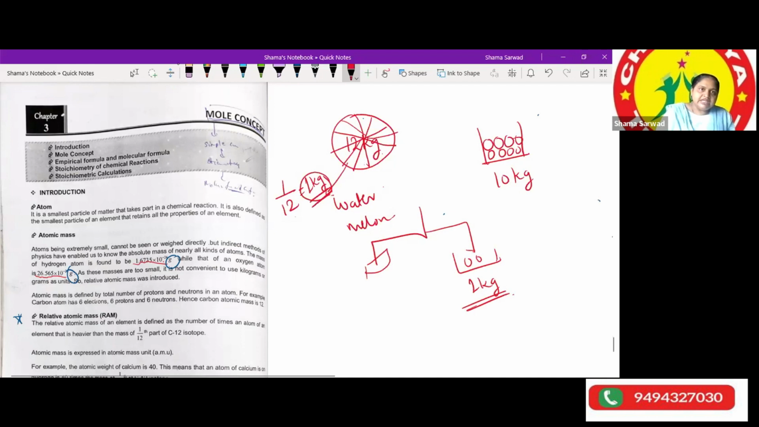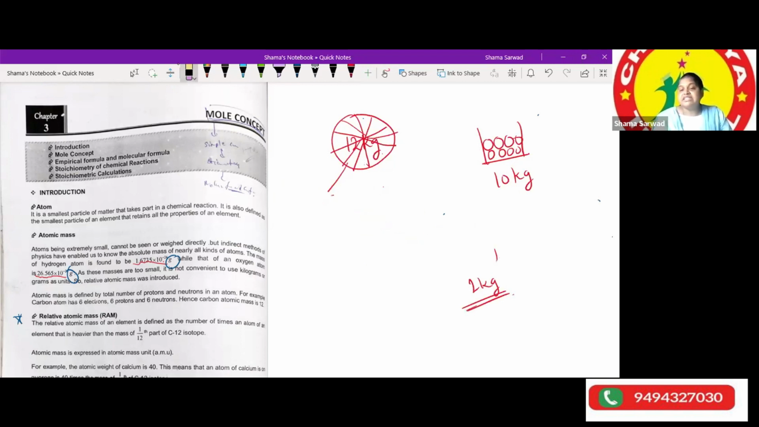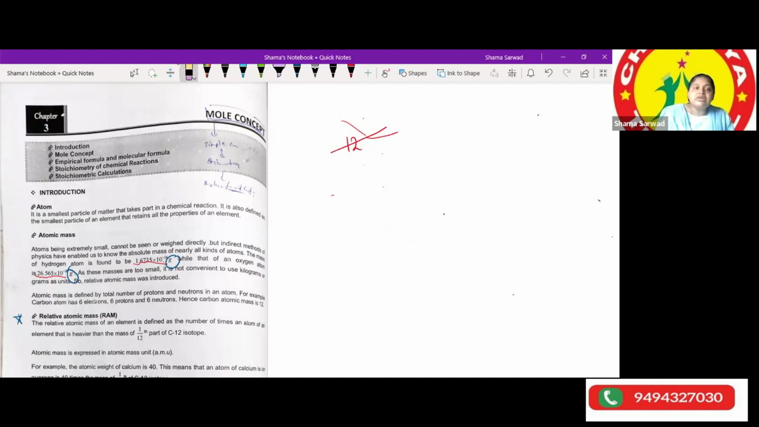See how. A reference standard we need to take for that, and that reference standard is nothing but carbon. What is the reference standard, students? Just now I said.